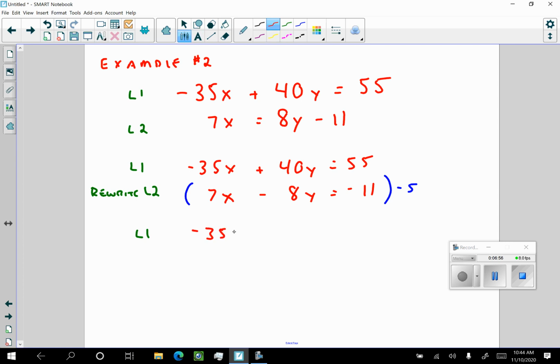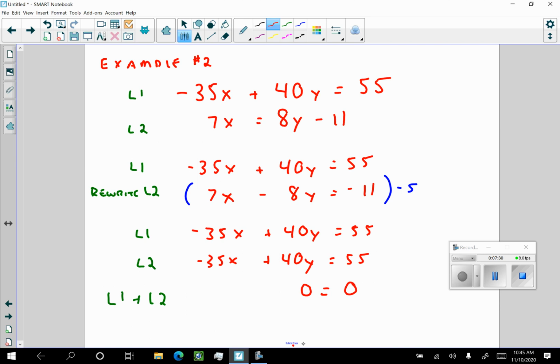Negative 35x plus 40y is equal to 55. And I'm going to now multiply L2 by negative 5 and see what I get. Negative 5 times 7 is negative 35x. This is going to be nice. Negative 5 times 8 is 40y. Oh, negative 5 times negative 11 is 55. And I see that when I do indeed add the equations together, I get 0 does equal 0.